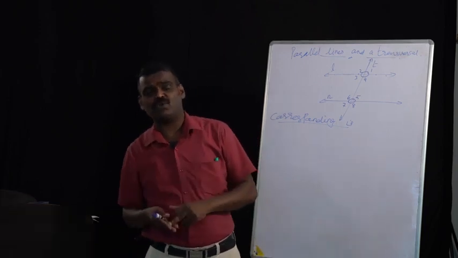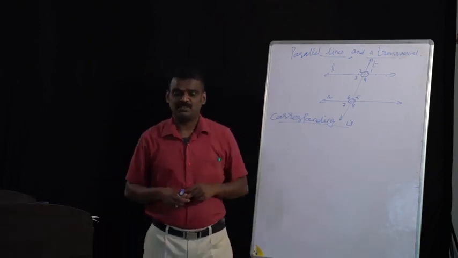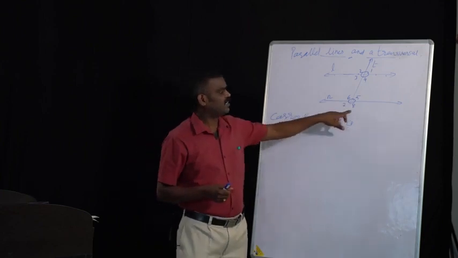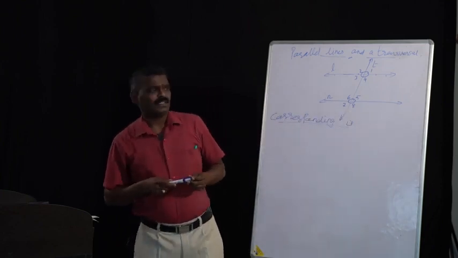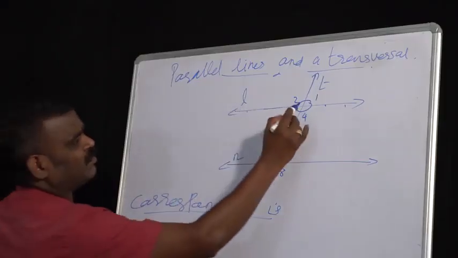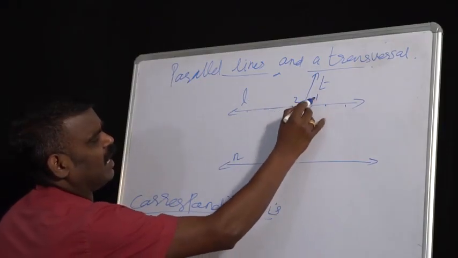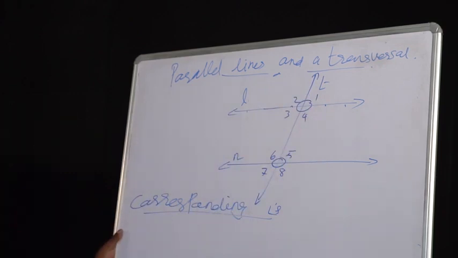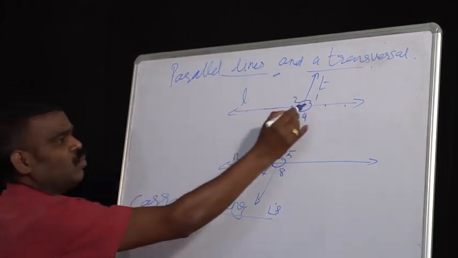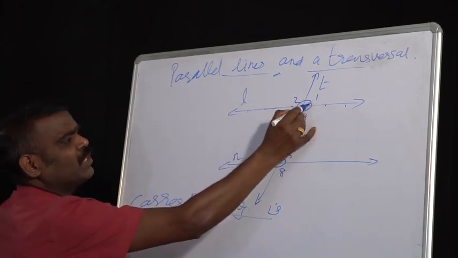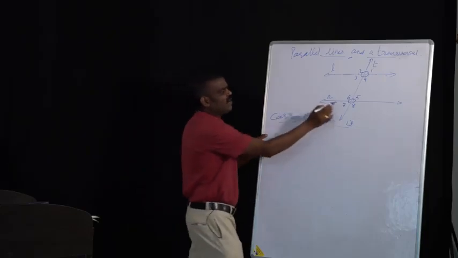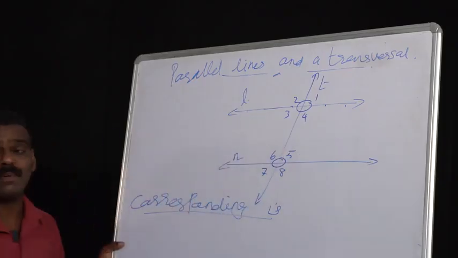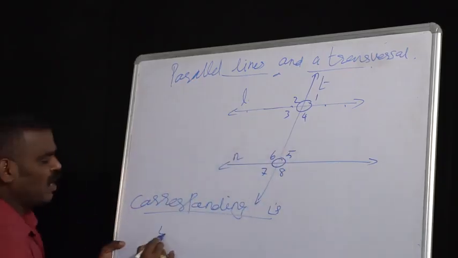Not only the same side. In your family, there are so many children. The second family also has so many children. What is your position? See, angle 1 and 5 are on the same side of the transversal, as well as angle 1 is just above the parallel line. Am I right? Angle 5 is also just above the parallel line. Am I right?